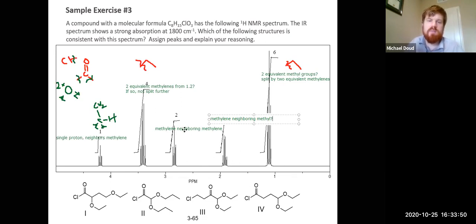It could be a multiplet. Now this one does seem to be just a triplet, and it integrates to 2. So it's a methylene neighboring a methylene. And then finally, we have a single proton that neighbors a methylene.